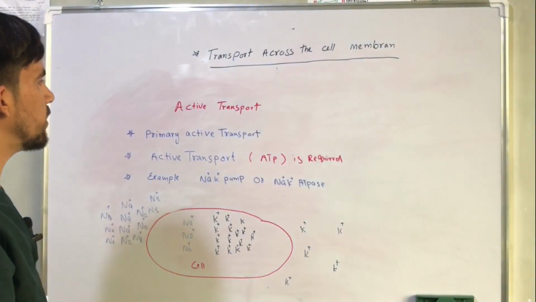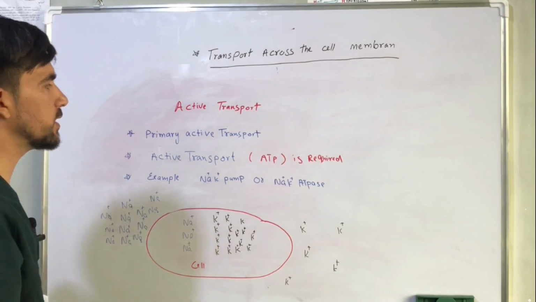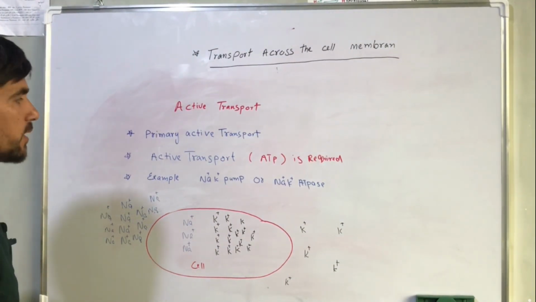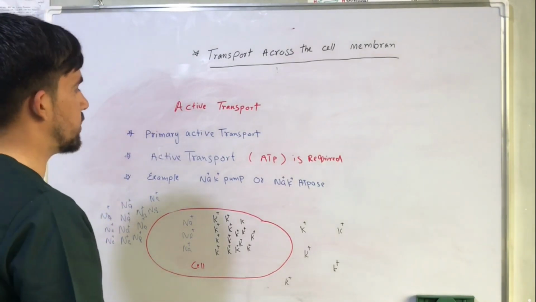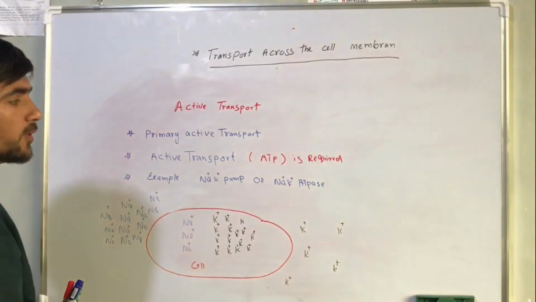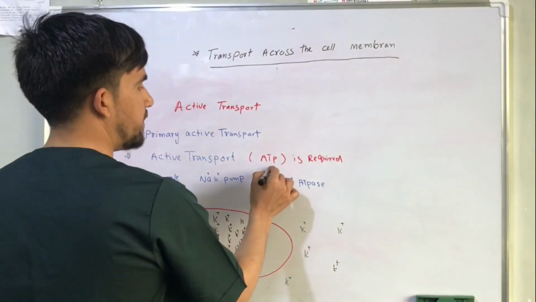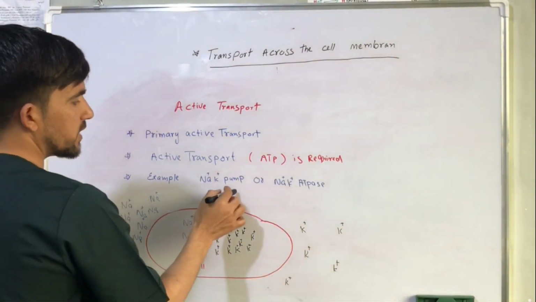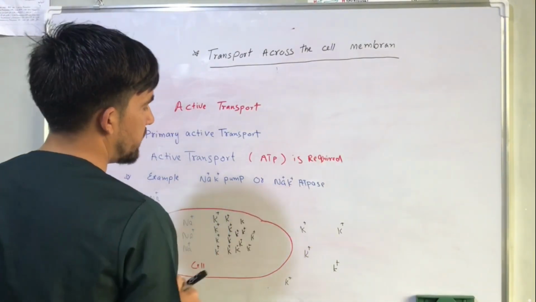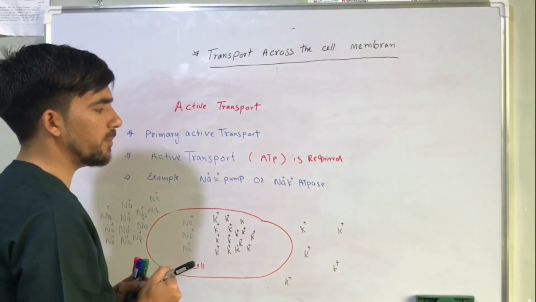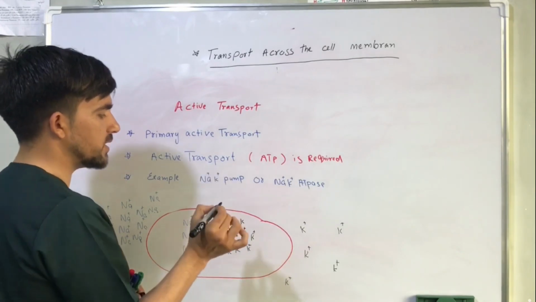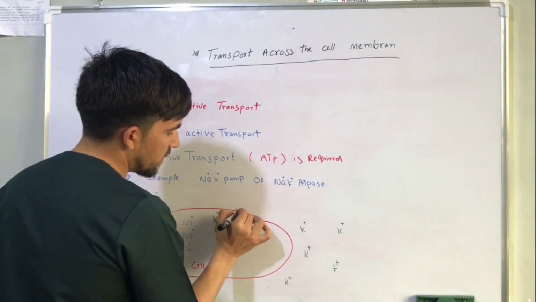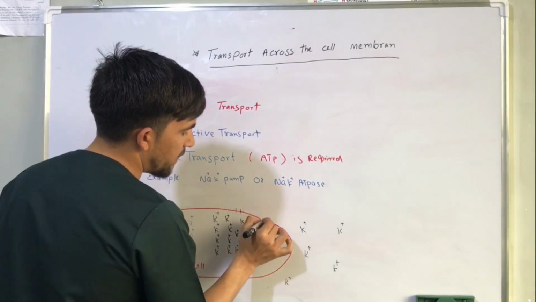Now we are going to talk about the active transport. Active transport is divided into two subtypes: primary active transport and secondary active transport. Now we are going to talk about the primary active transport. All active transports need ATP, meaning energy is required. For example, sodium potassium pump or sodium potassium ATPase. What is sodium potassium pump? Sodium potassium ATPase or sodium potassium pump is a channel which is present in the cell membrane.